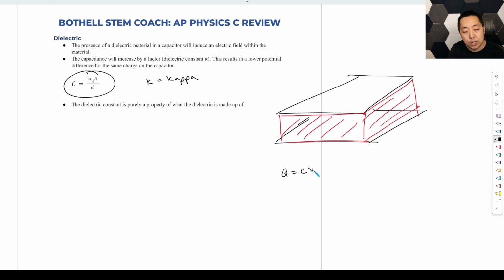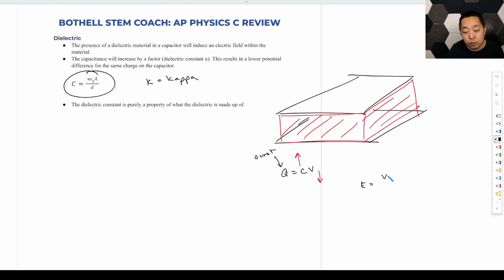So if Q equals CV, it depends on what's changing, but assuming you leave the charge the same, let's say we isolate it so it's the same charge. What happens when you insert the dielectric is the capacitance goes up and the electric potential, the voltage, is going to go down. So the Q stays constant in this scenario. I put in a dielectric, so the capacitance goes up, the potential goes down.